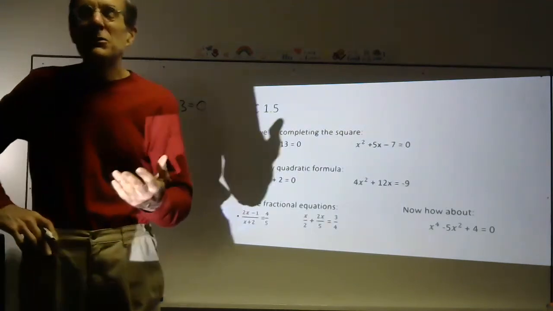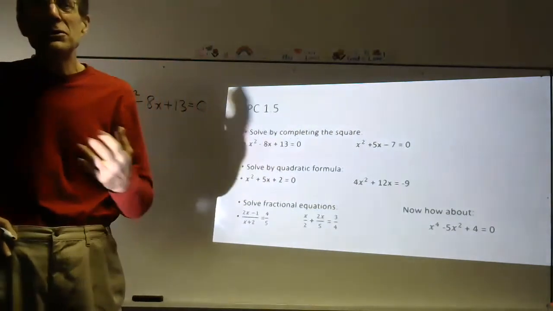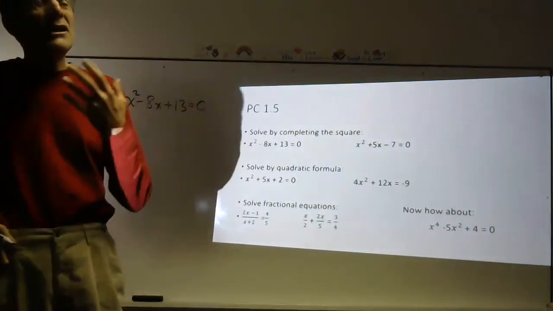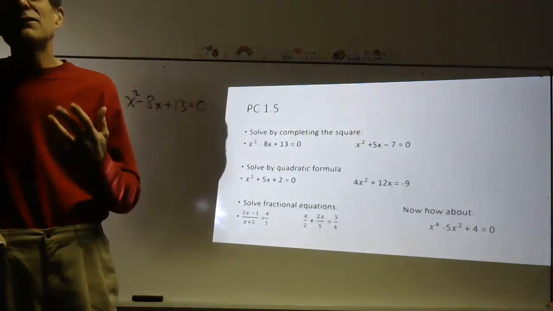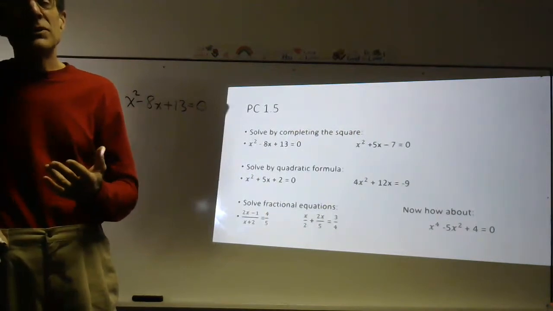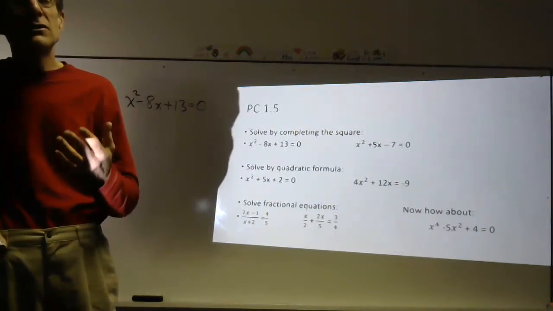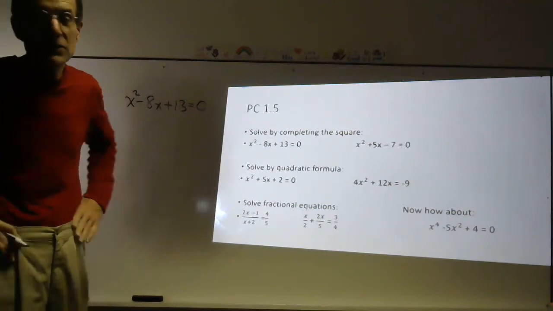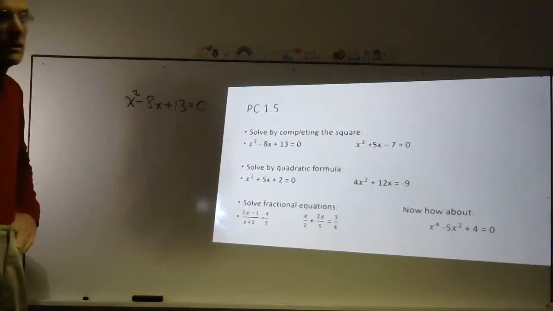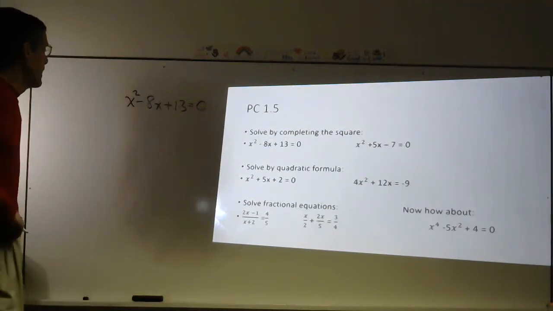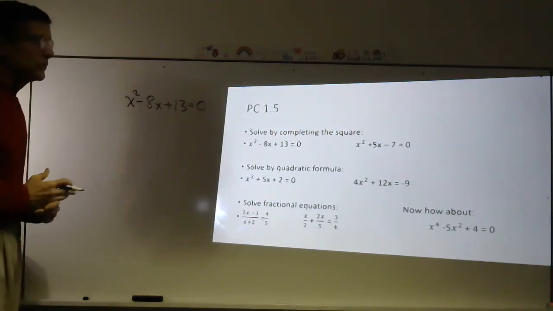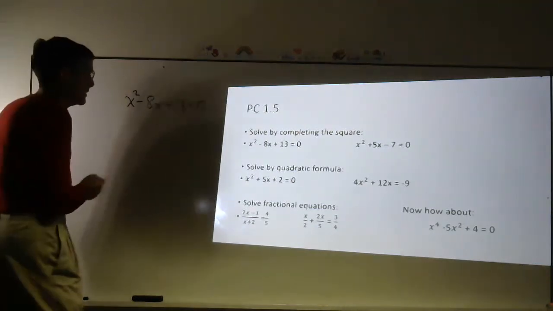But I know where we're headed in chapter 2 or 3, can't remember. I know where we're headed. And it's very, very helpful if you know how to complete the square when we're graphing functions. Okay, so I want to talk to you about completing the square today. Now, when I talk about completing the square, all right, let's just think about something here.